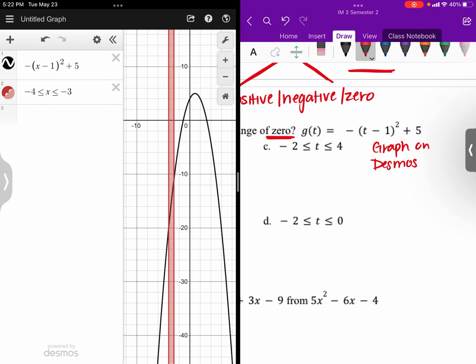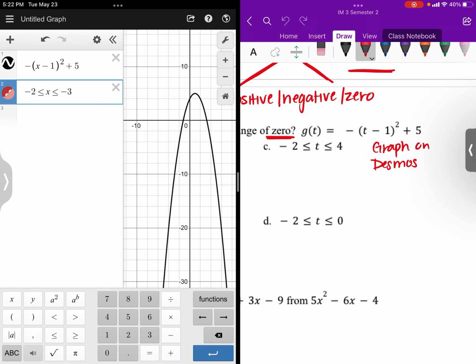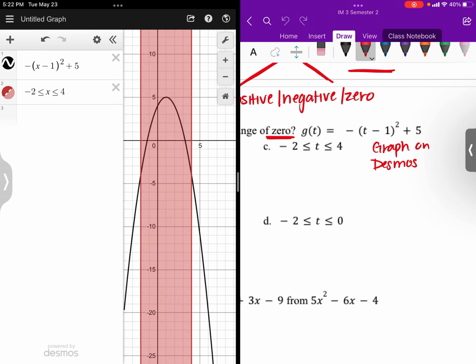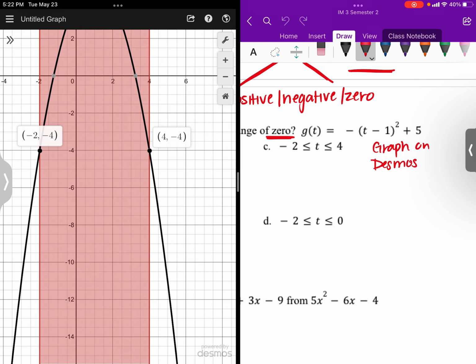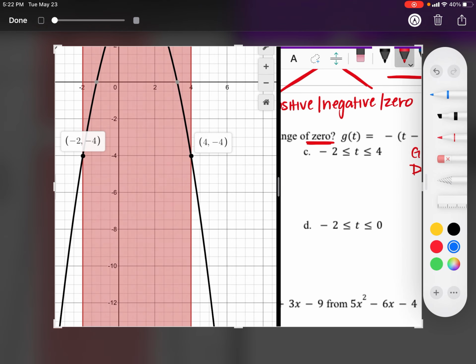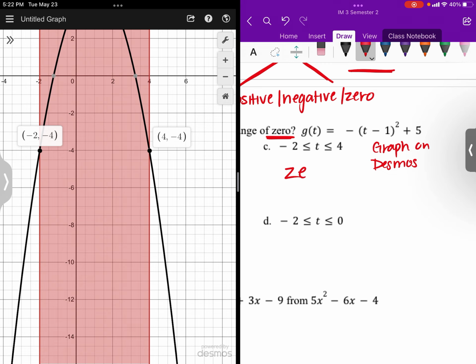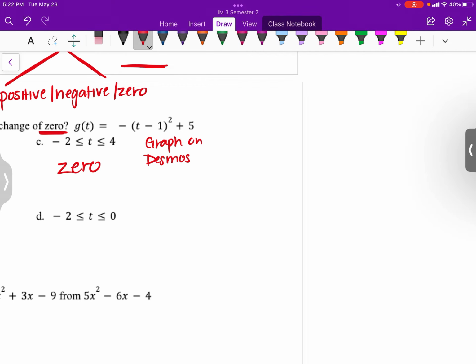Check out the next one. It's from negative 2 to 4. Now, we're focused on where it touches on the graph. Take a look at this one here. Those are the points. We're looking for a 0. Once again, 0 means it's going to be creating a horizontal, straight line. So in this case, our answer for this one would be C, because this one is 0.